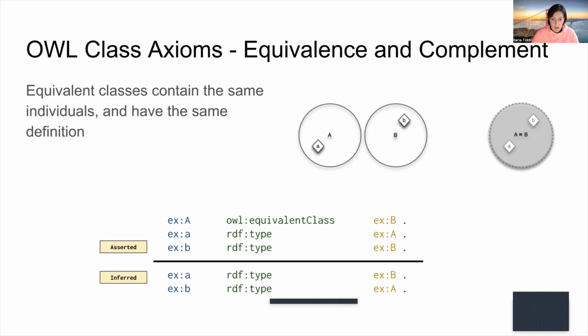these classes. So if we declare that Van Gogh was of type Dutch painter, and then we declare that A is equivalent to B, then Van Gogh will also be declared of being a Dutch painter in a different dataset. So the two classes are absolutely the same, and they contain the same individuals.